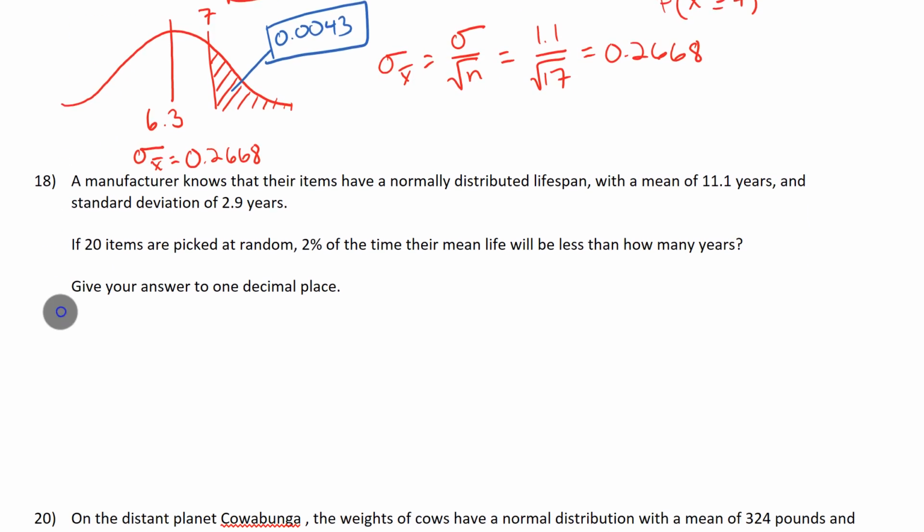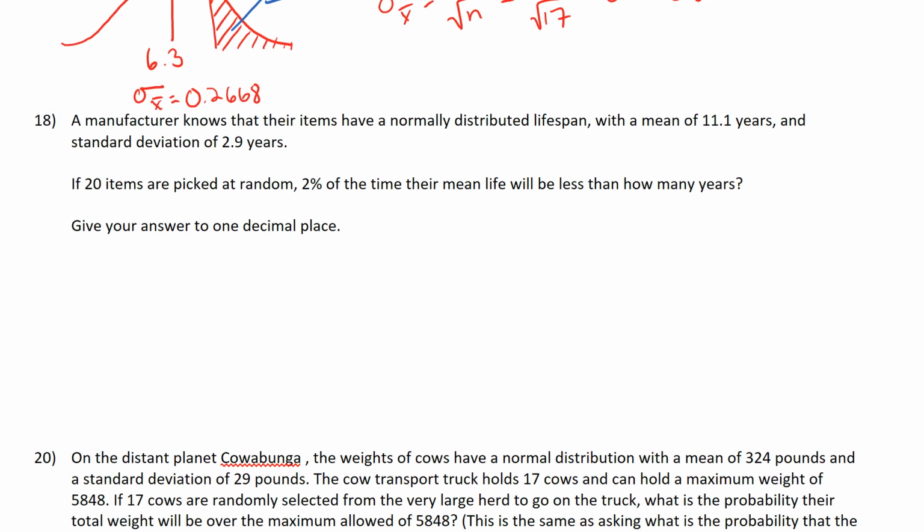For number 18, it's the same exact idea to start off with. We have a normal distribution, a mean of 11.1 years, and we have a standard deviation of 2.9. This time our n is 20. And it says this time that 2% of the time their mean life will be less than how many years. So we're going to set it up the way we did the last one, but this time we're not looking for the probability. They already gave us the probability, or percentage. They told us 2% of the time will be less than what boundary. So we're trying to figure out what the boundary is, right? How many years? That's the boundary we're looking for.